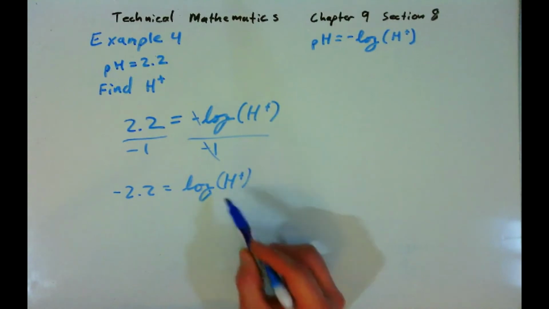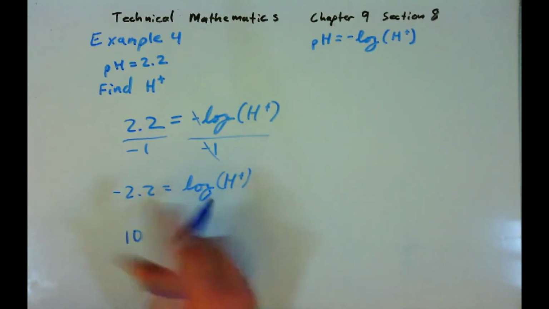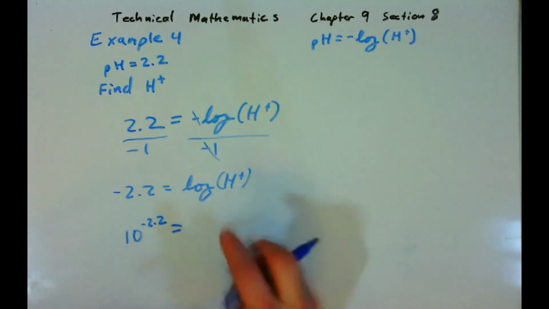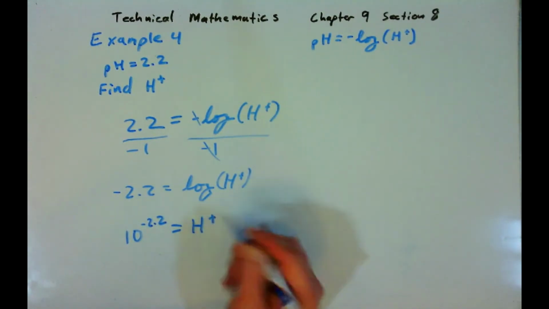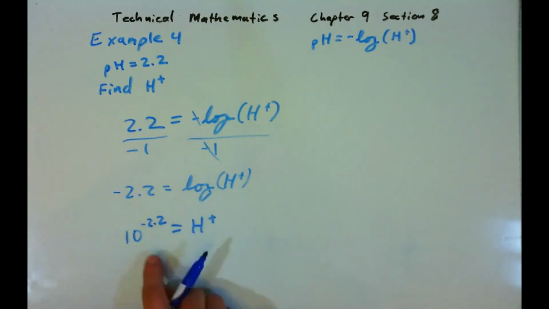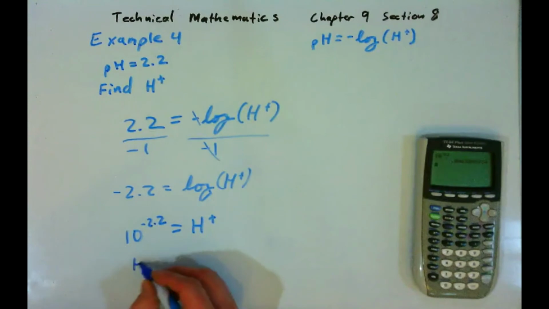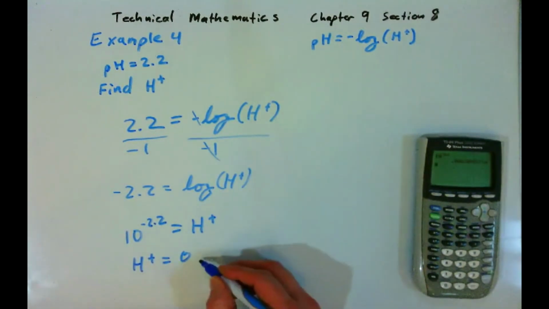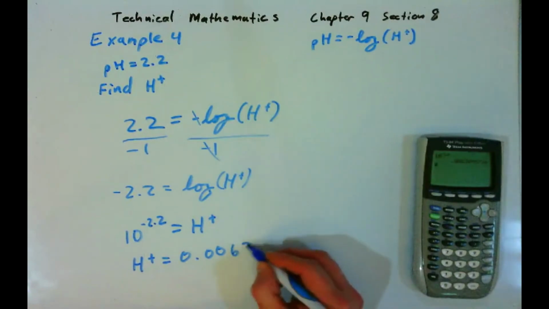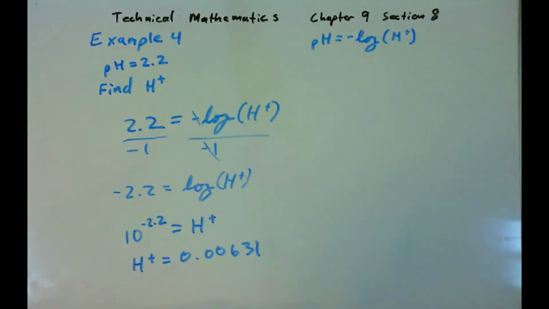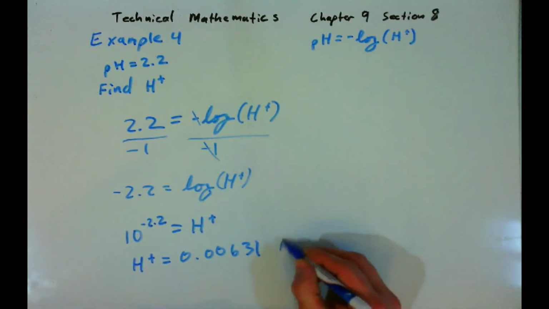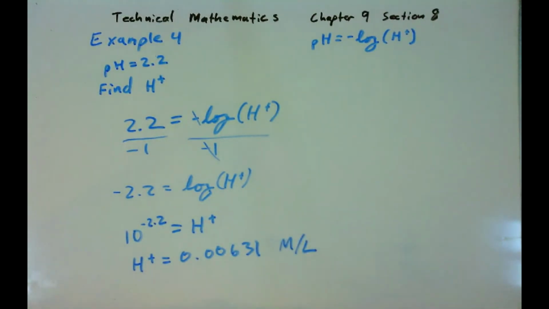We can rewrite this in exponential form. The base is 10. The exponent is negative 2.2. And the power is H+. So I just rewrote the logarithmic equation into an exponential form. And so now we can plug in our numbers into the calculator and solve for this. We have 10 being raised to the negative 2.2 power. And we get H+ is equal to 0.00631. And so this will be the concentration measured in moles per liter.